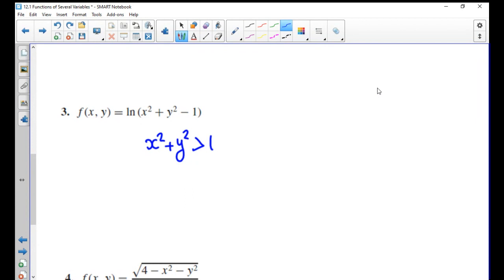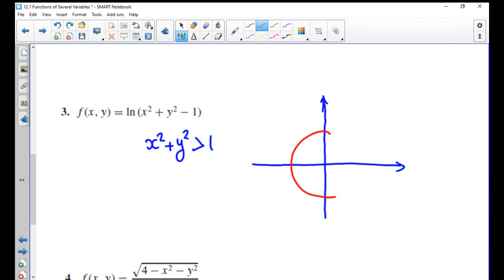So basically, remember, in a circle, on the circle it's equal, inside the circle it's less than, outside it's greater than. So if you graph your circle of radius 1, then the domain is outside of this circle.